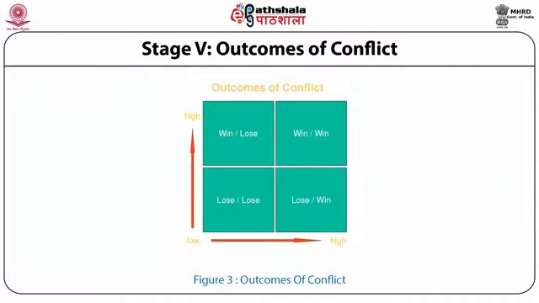Stage five, outcomes of conflict. Any conflict that is functional or constructive and adds to efficiency and outcome is called functional conflict. On the other hand, if the conflict is destructive and leads to disruption in the smooth functioning of the organization, it is called dysfunctional conflict. The outcomes of conflict can be seen clearly in the figure given below.